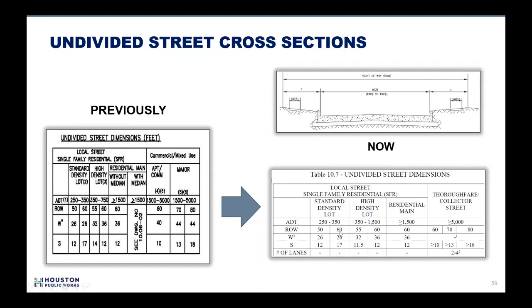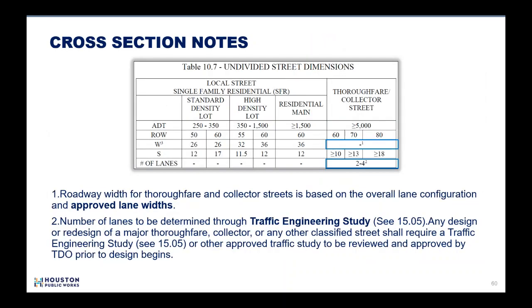I wanted to draw attention to a couple of the notes. Down at the bottom, where we have these callouts, the width not defined in the lanes is in our notes now. For our thoroughfares and collector streets that have striped lanes, the width will be determined by the approved lane widths, and the number of lanes needs to be determined through a traffic engineering study or other approved study. So we're trying to link it all together.